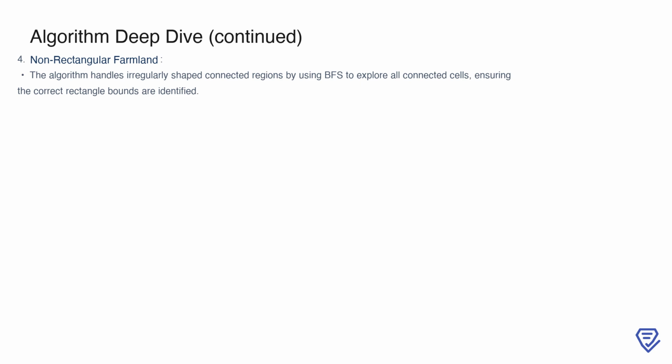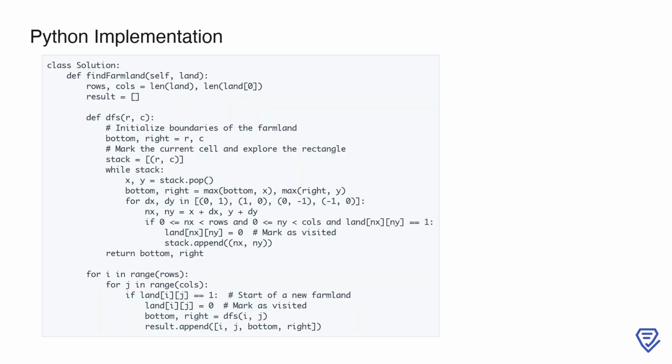Here, we define a class Solution with a method findFarmland that takes a 2D grid, land, as input. This grid represents the farmland, where a value of 1 indicates farmland and 0 indicates non-farmland. First, we determine the number of rows and columns in the grid and initialize an empty list, result, to store the coordinates of each farmland group.